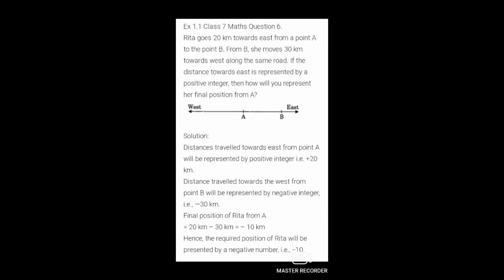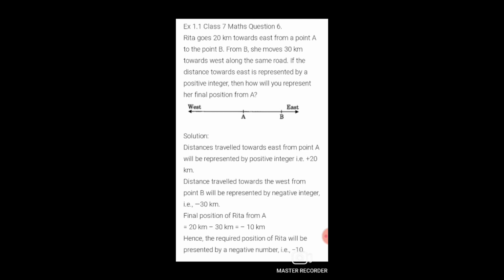358. Next, sixth question. Rita goes 20 km towards east from a point A to the point B. From B, she moves 30 km towards west along the same road. If the distance towards east is represented by a positive integer, then how will you represent her final position from A? So already we had discussed opposite direction. So for opposite direction, if we are taking east as positive integer, for west we have to represent by negative integer. Let us find out the solution.